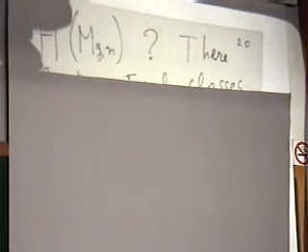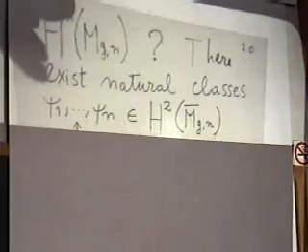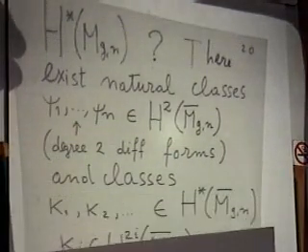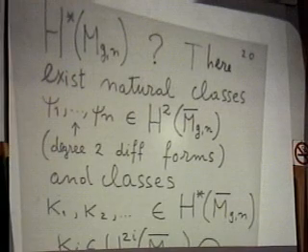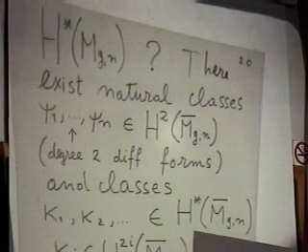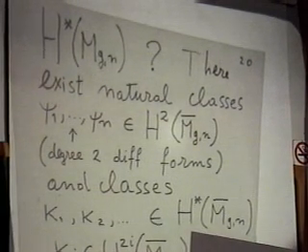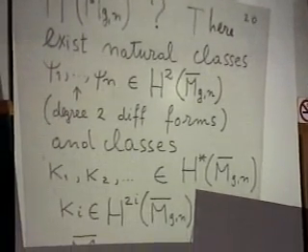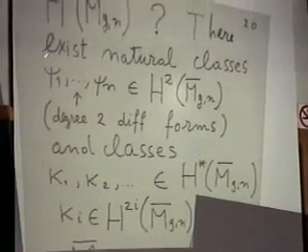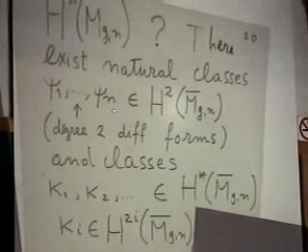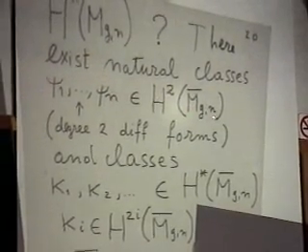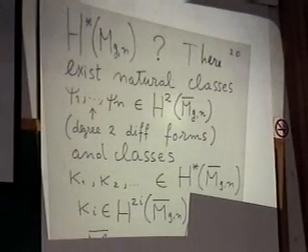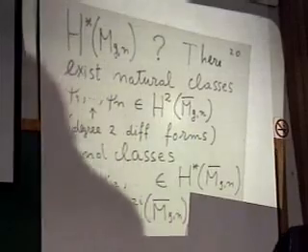In fact, it was Mumford who had the idea that the moduli space is not that far from a Grassmannian. So there are certain natural differential forms, which I'm now more or less defining. So there exist natural classes psi_1, ..., psi_n in H^2 of M_{g,n}. These are degree 2 differential forms. So let me maybe explain what this is.